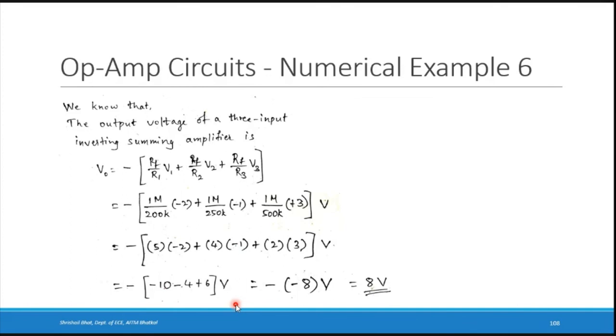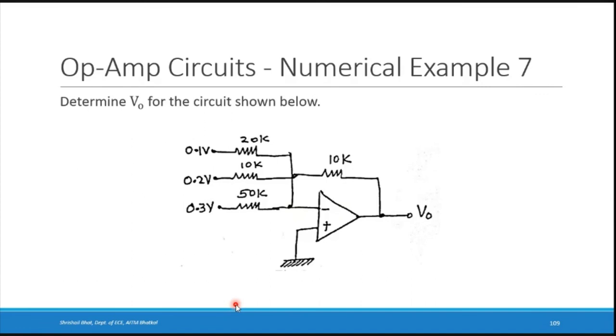So there is a similar example. Next one, you are asked to determine V0 for the circuit shown in this figure. The circuit is given like this. It is not mentioned here what circuit it is, but by looking at the circuit you can tell what it is. Now tell me what this circuit is. The non-inverting input terminal is grounded. At the inverting input terminal, you have 3 inputs connected through 3 resistances, and it is also connected to the output through a feedback of 10K. So what is this circuit? Inverting summing amplifier, right?